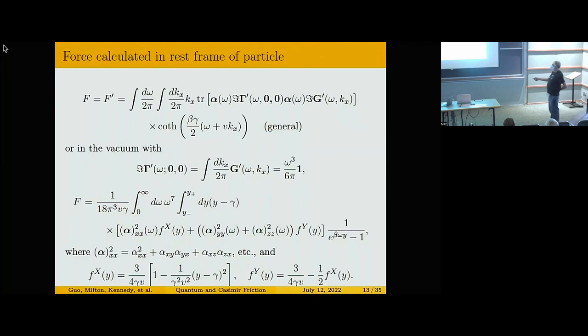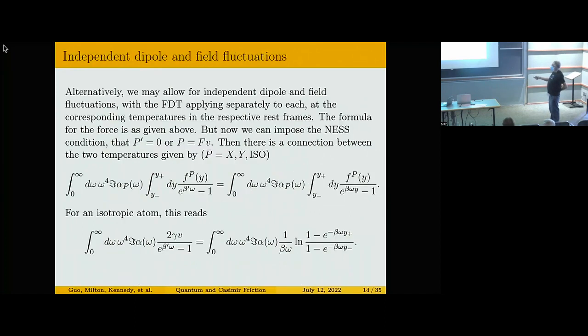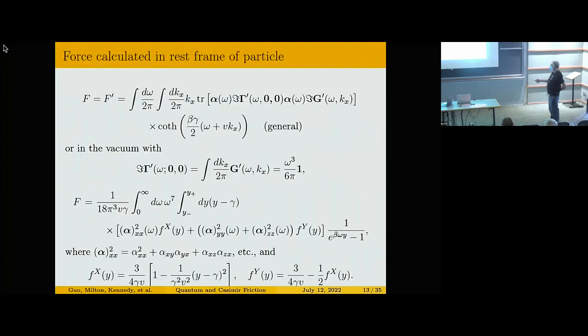So therefore the frictional force, in general, I mean, this is actually more general than just the vacuum. But now when we assume the vacuum situation, this is the formula for arbitrary polarizations. So alpha xx squared means the alpha matrix squared, xx component. So alpha xx squared means alpha xx quantity squared, alpha xy, alpha yx, alpha xz, alpha zx, etc. So this is a general formula for arbitrary polarizations for the force involving an integral over frequency and an integral over these rescaled momenta in the direction of motion.